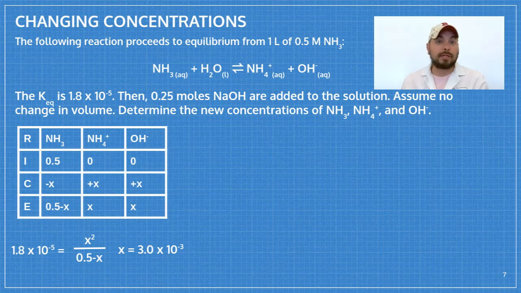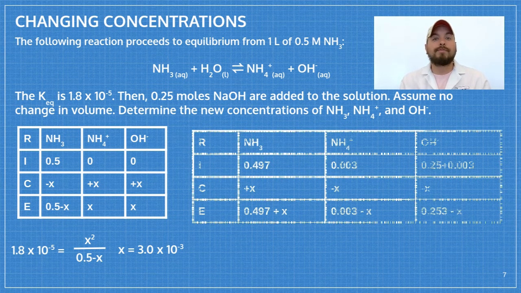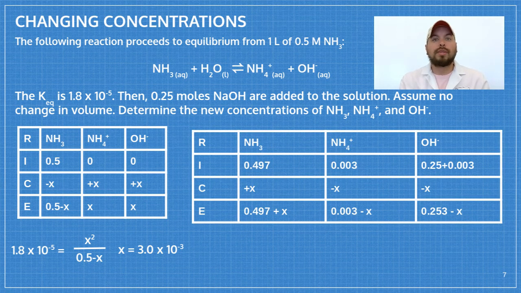And when it shifts to the left, my products are going to go down and my reactants are going to go up. And in fact, in this case, one thing that we need to be really careful of is the fact that the volume didn't change. I added 0.25 moles of my hydroxide without changing the volume at all. This makes my math much easier. So what I'm going to do is change the initial value for my hydroxide by adding 0.25 to it. So in this case, you'll see that I've added the 0.25 to my original amount of my hydroxide.